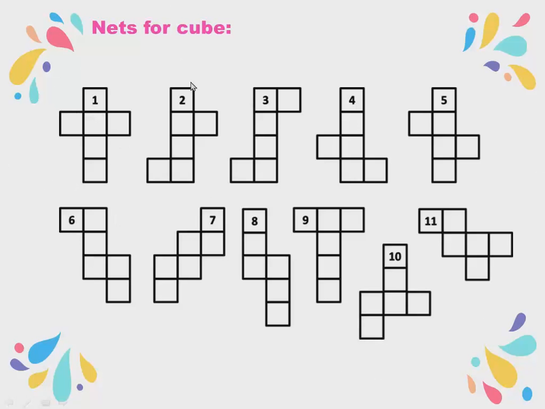Now you can take the paper cutout and see whether these are getting folded into cubes or not. See, if you take this as the bottom, this will become the side, this will become the opposite side of this, then this will become the opposite of this, and this will be the top one, that is the opposite of the down one. Like that you can check whether this is forming a cube or not.